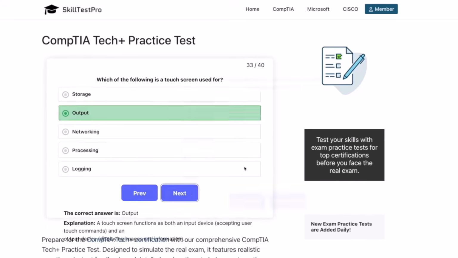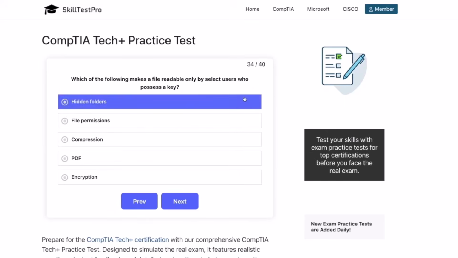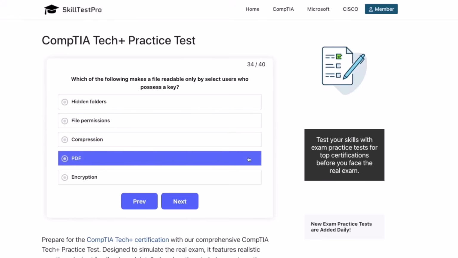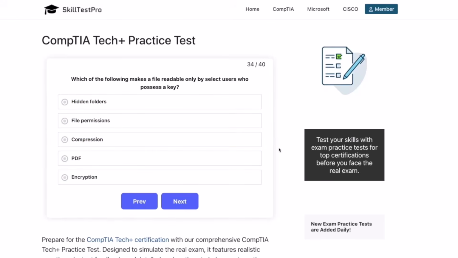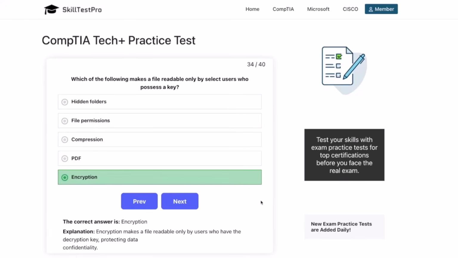All right, question 34. Which of the following makes a file readable only by select users who possess a key? Hidden folders, file permissions, compression, PDF, or encryption? The correct answer is encryption. Encryption makes a file readable only by users who have the decryption key, protecting data confidentiality.